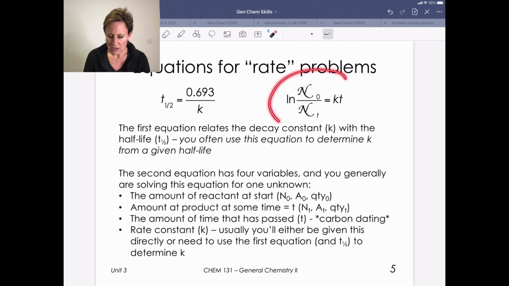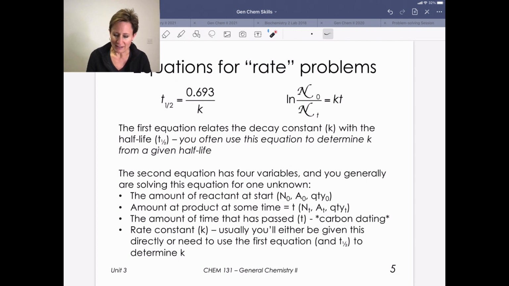So this equation basically tells us that there's a ratio between the amount that you start with, the amount that you have after a certain amount of time has passed, the amount of time that has passed, and then the rate constant. Usually you're not solving for the rate constant, but you're going to solve for one of three quantities. Those three quantities are: how much did you start with? How much do you have right now? How much time has passed?